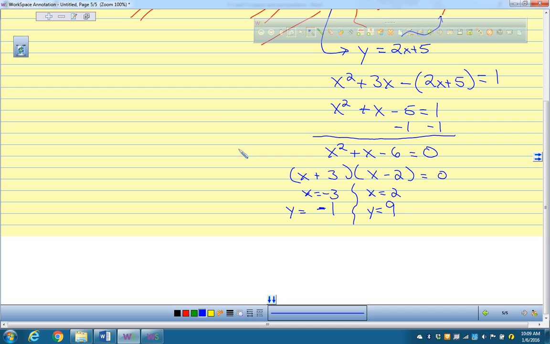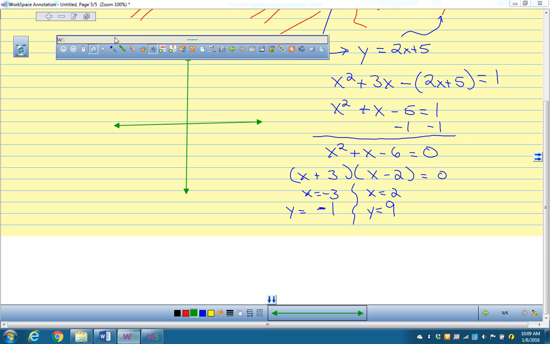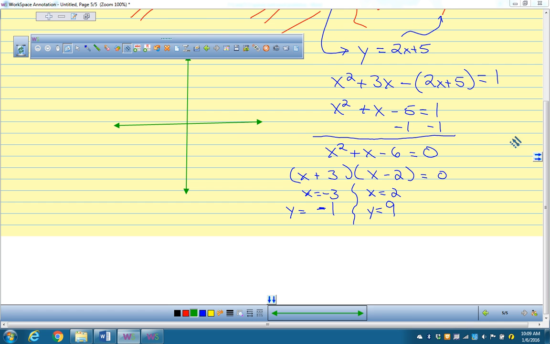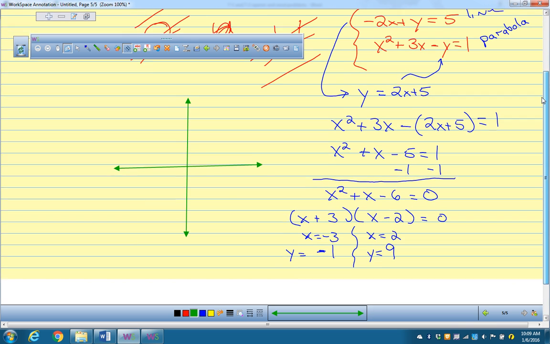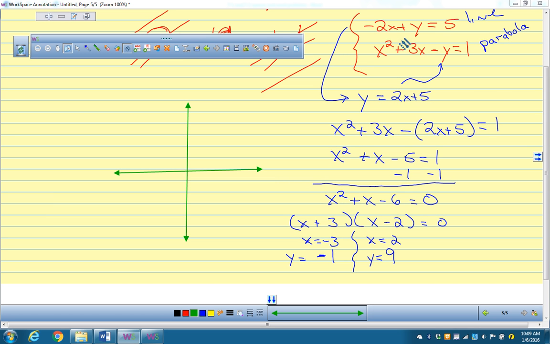And just to, if you were doing that graphically, right? This first equation, Y equals 2x plus 5, is just a line that kind of goes like this, right?